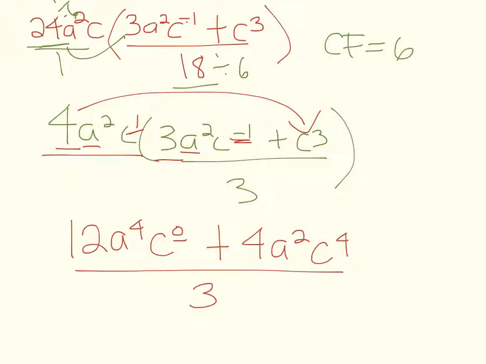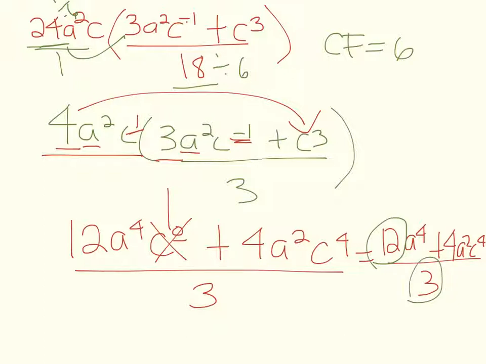So our final answer actually will be 12a to the power of 4. Remember, that c to the 0 gets canceled out and becomes a 1, so essentially it's 12 multiplied by 1, which is still 12, so nothing really changes. And then we have 4a squared c to the power of 4 over 3. Now, keep in mind, the reason why this is in its simplified form is, yes, technically we could divide the 12 by the 3 to get an even number, but the solution doesn't do that because the 4 does not divide evenly into the 3.